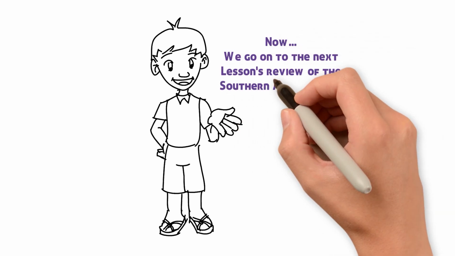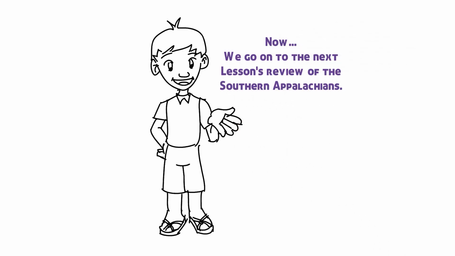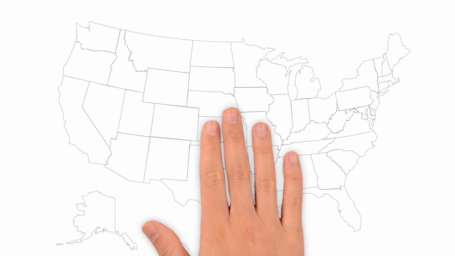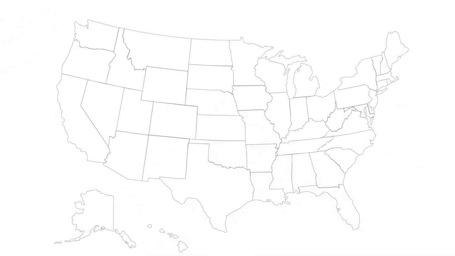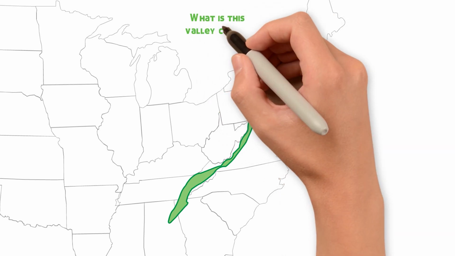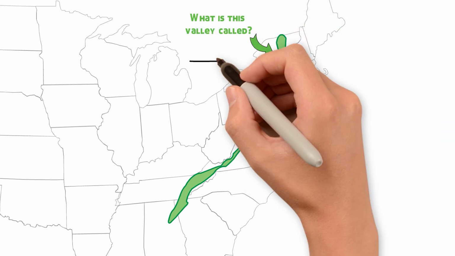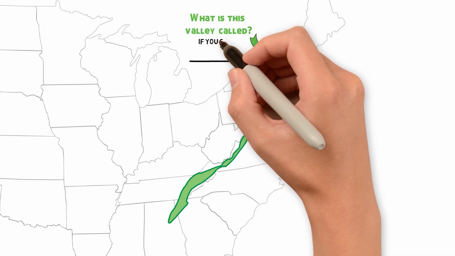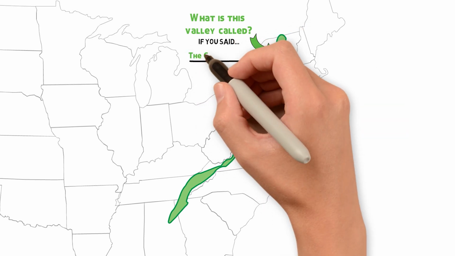Now on to the review of the Southern Appalachians. To begin with, we don't have a mountain range, but a valley that runs through all of the Appalachians. What is this valley called? If you said the Great Valley, you would be right again.